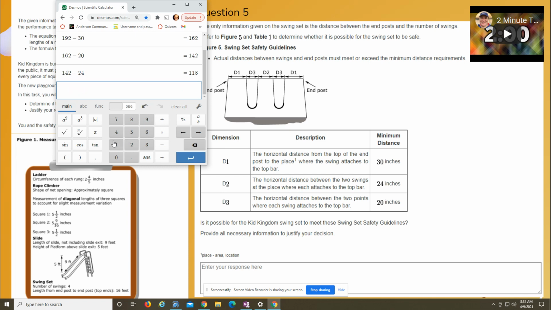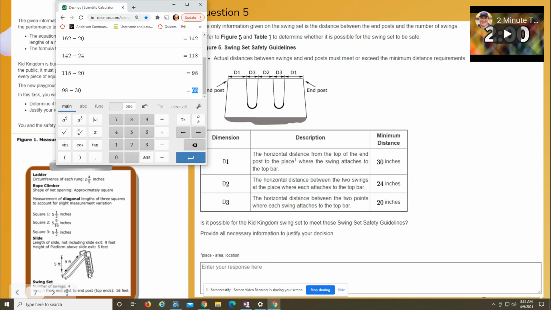So then we got 118 minus another D3 section, so minus 20. And then we got 98, and we're going to minus another D1 section, so we're going to minus 30. So 68, we have 68 inches. We're short 68 inches for this.